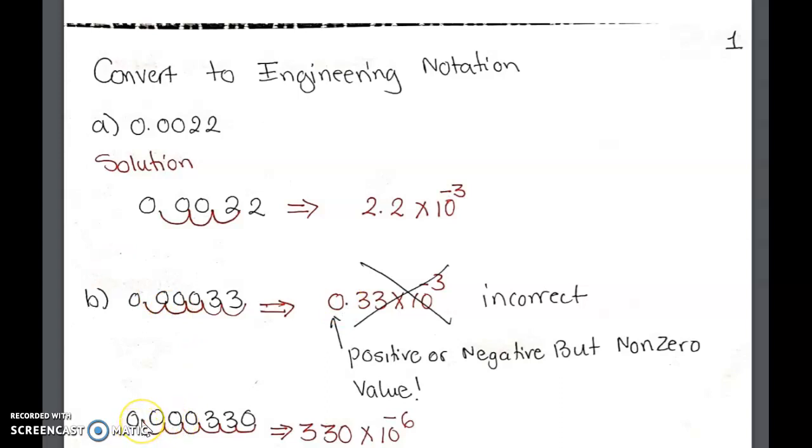So right here we are going to move it until we get the first non-zero value. So it's going to be 1, 2, 3, 4. 4 is not a multiple of 3, so I have to continue. 5 and 6. 6 is a multiple of 3, so I can stop. So my actual engineering notation representation of this number is going to be 330 times 10 to the power of negative 6.